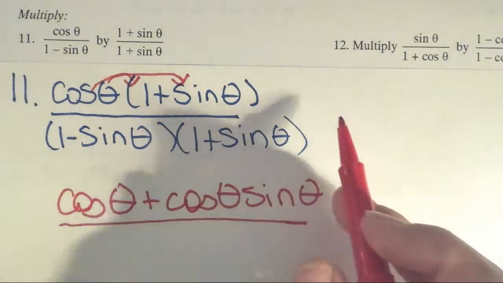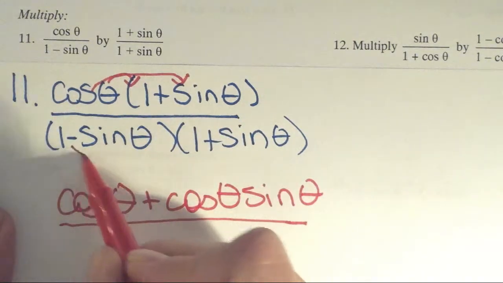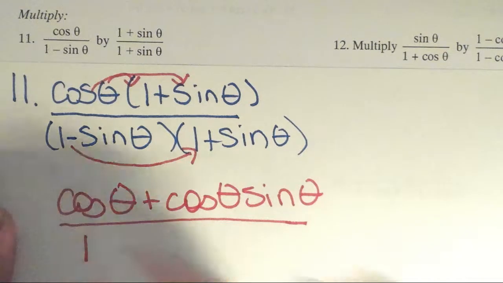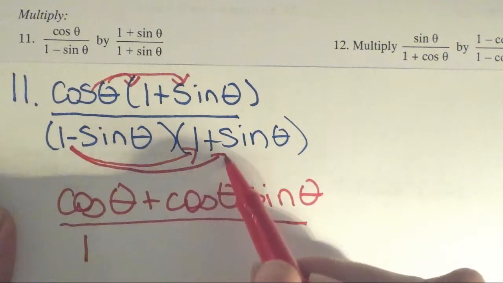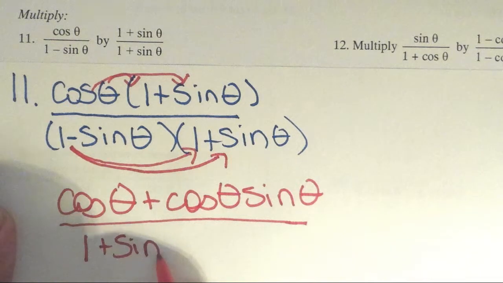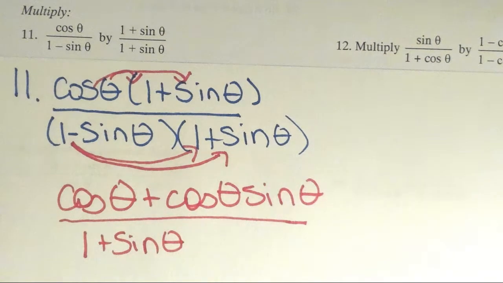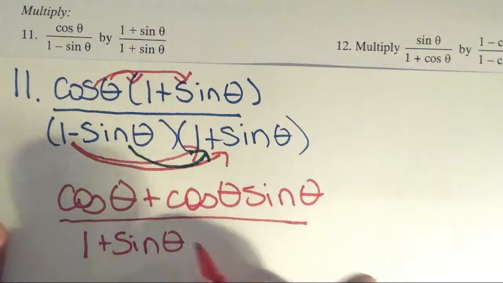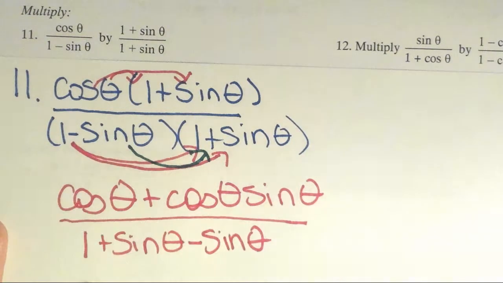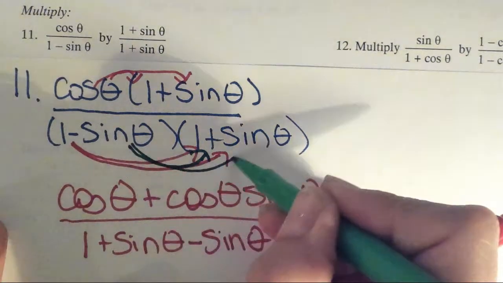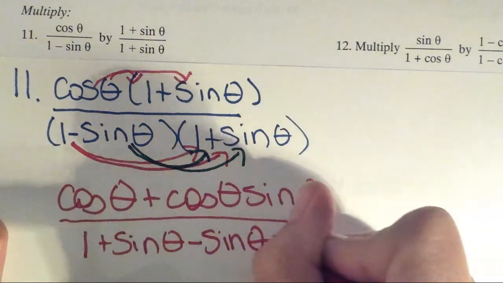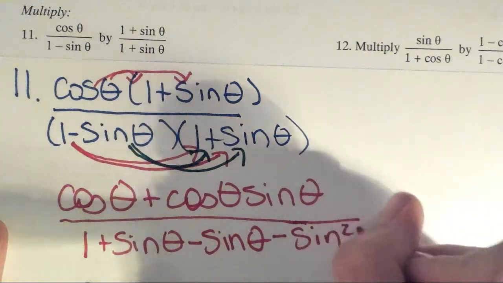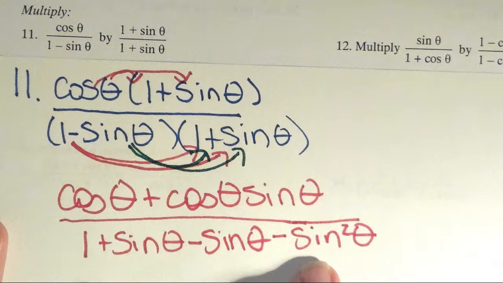I'm going to do the same thing on the bottom. This time we are going to FOIL. I'm going to do 1 times 1. You get 1. I'm going to do 1 times sine. You get a positive sine. Okay. And then I'm going to go multiply everything by the negative sign. So negative sine times 1 is negative sine. And a negative sine times a positive sine is a negative sine squared. Remember, anything times itself is squared, so sine times sine is sine squared.